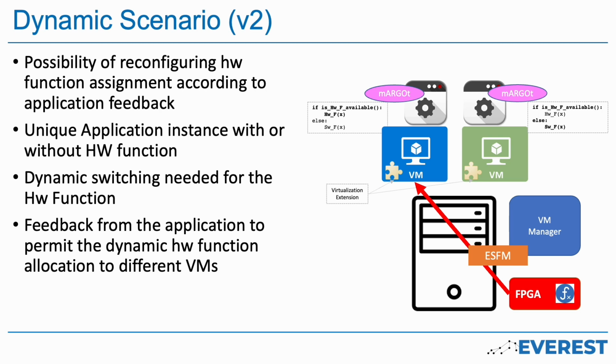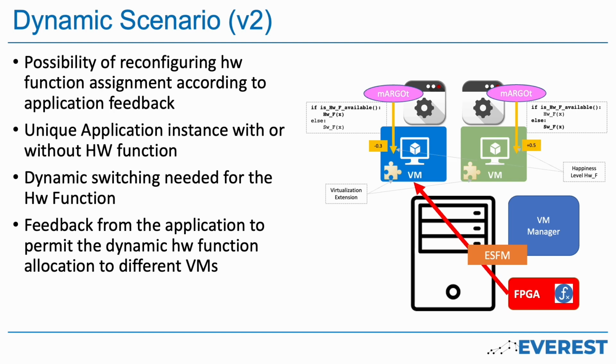In the third and last part of the demo, we enhance the previous scenario by also providing an application level feedback to the virtual machine manager. This feedback is called happiness in the Margot jargon. Let's start with a situation in which two virtual machines are allocated on the same physical machine. The hardware function is attached to the blue virtual machine.